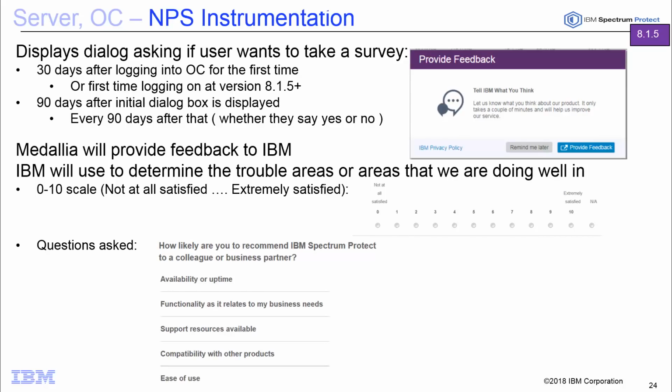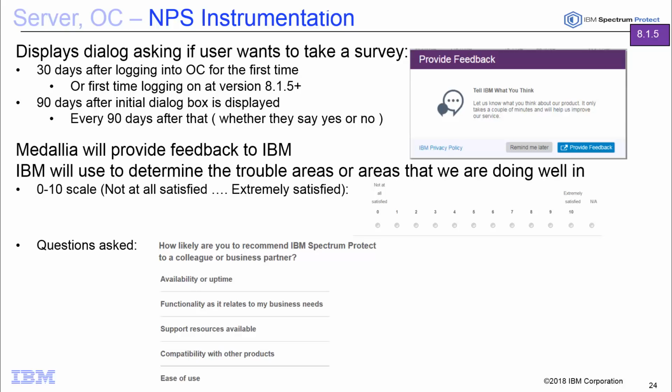Operations Center users will now be asked to give feedback on Spectrum Protect. They'll see this provide feedback option 30 days after logging into the Operations Center for the first time, or the first time they're logging in at version 8.15 or above. 90 days after the initial dialog box is displayed, they will then get another opportunity to give feedback, and that'll continue every 90 days. Now, the feedback is being collected by Medallia, and it will provide the feedback to IBM, and IBM is going to use that to determine the trouble areas or areas that they're doing well in.